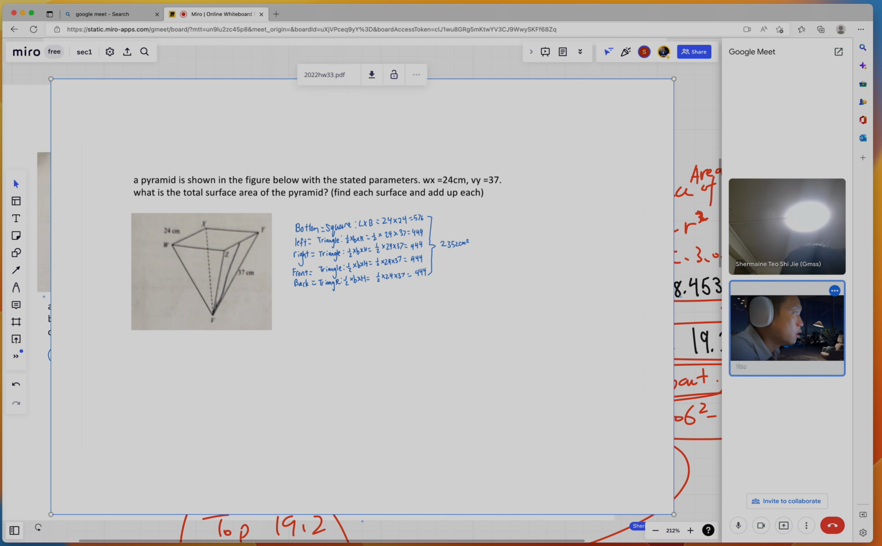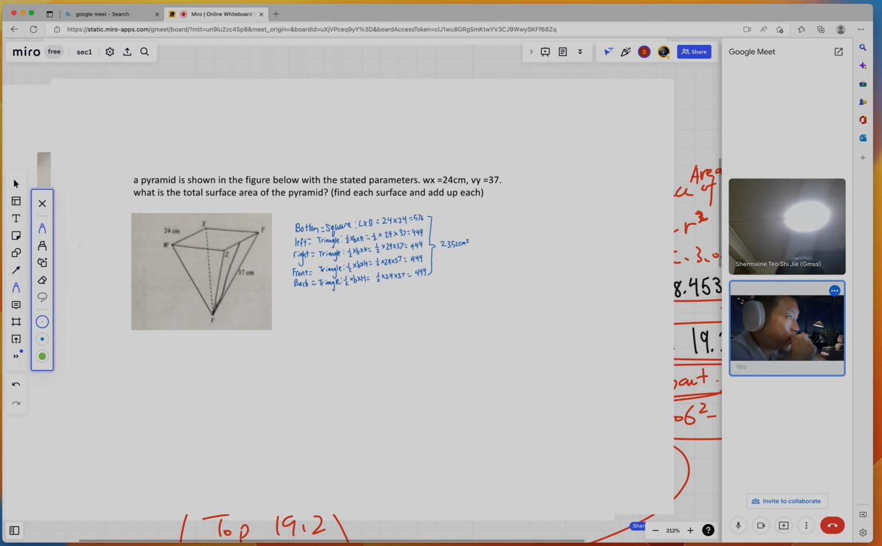Okay, focus on this. Over here, you are asked to find the surface area. The technique is bottom, left, right, front, back. For this question, you are right, there is no top. Am I right? There is no top. So the bottom is a square, very good.